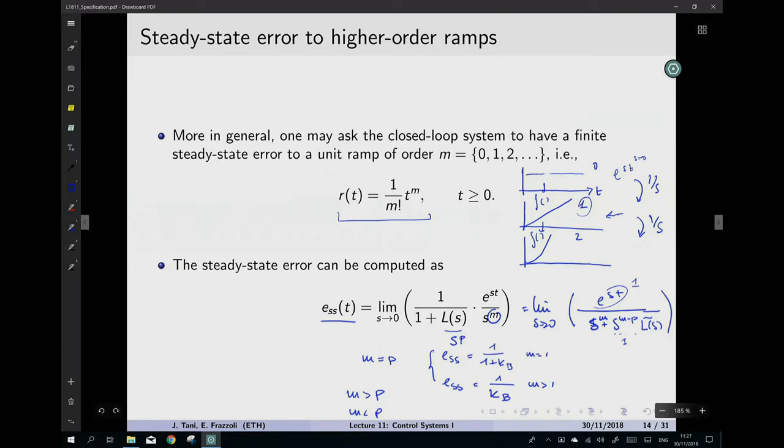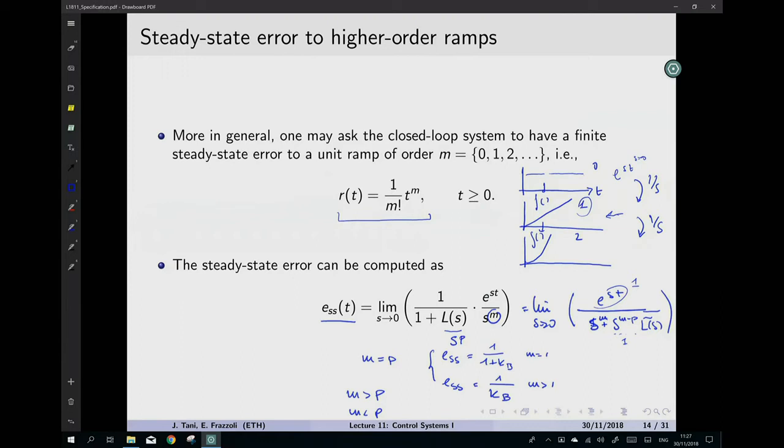Think about the constant input. If we have no poles in 0, we just saw that regardless of how big the Bode gain of the system is, there's always going to be a steady state error. So for higher order ramps that are the integral of this, if you integrate a small error, you will have just in time a diverging error. So if the order of the ramp of the reference signal, M, is bigger than the number of poles in 0 you have in your open loop function, then there's going to be an infinite steady state error.